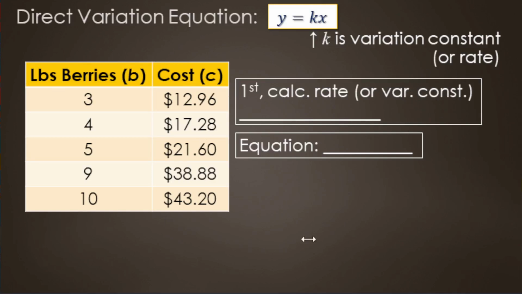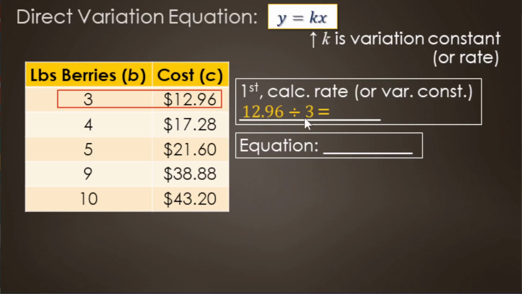And for direct variations only, you can take any of these points here, any of these 3 and 1296, 4 and 1728, 5 and 2160. You can take any of those. We'll just go ahead and take the top one real quick. And so that's going to basically be your dependent variable, the cost, 1296, divided by the independent variable. In this case, that's going to be a 3.